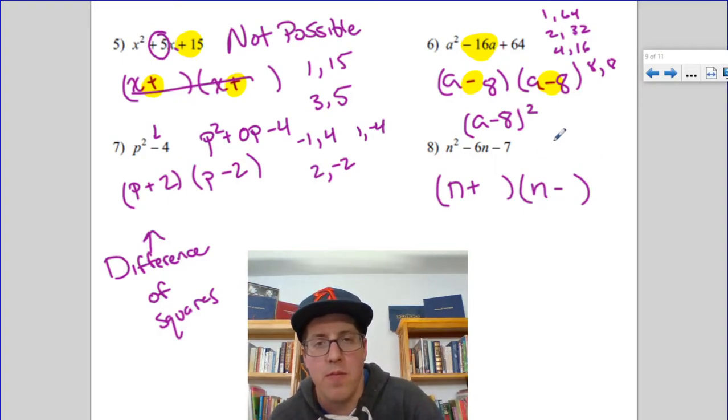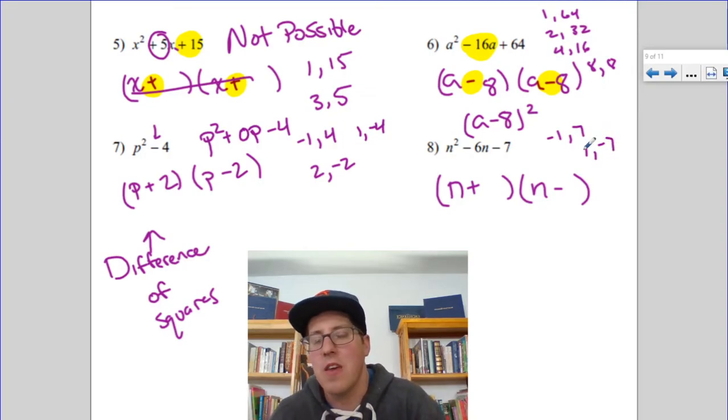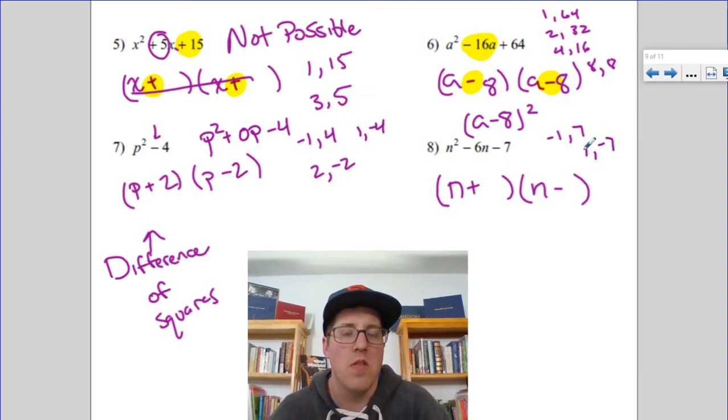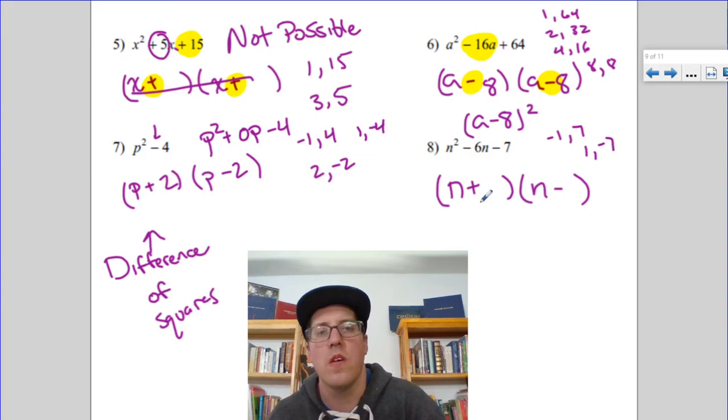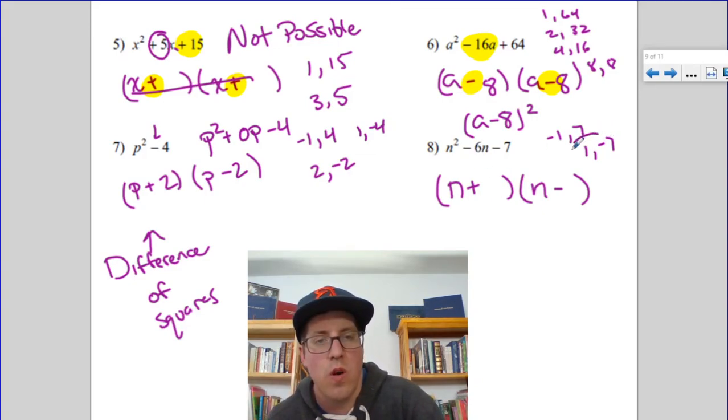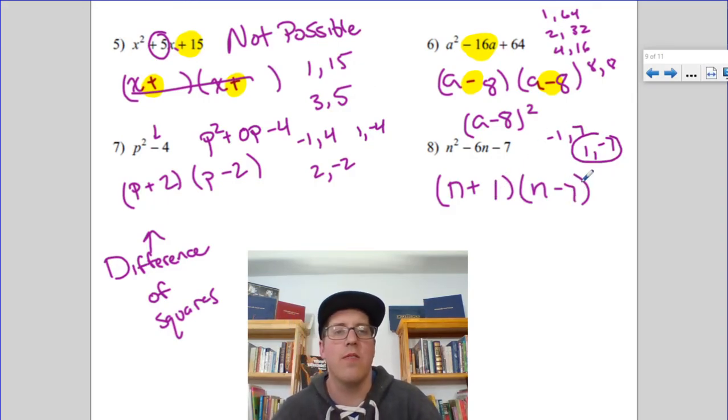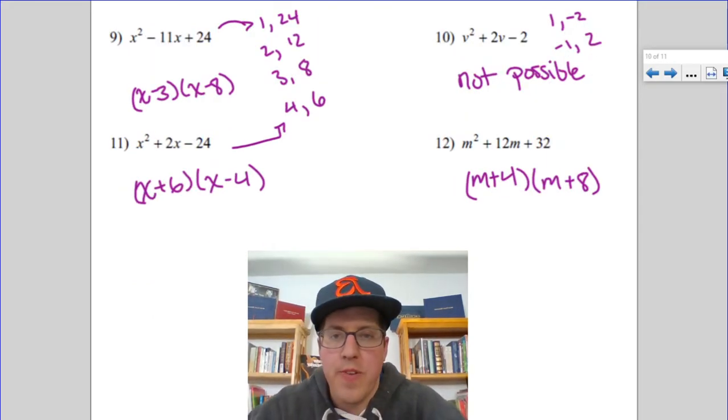All right, problem 8. I've got 1 and 7. Well, maybe negative 1 and positive 7, or positive 1 and negative 7. That's the only way to multiply to make negative 7. Now to add to make negative 6, the one of those that works is plus 1 minus 7. All right. So here are the answers for 9 through 12.